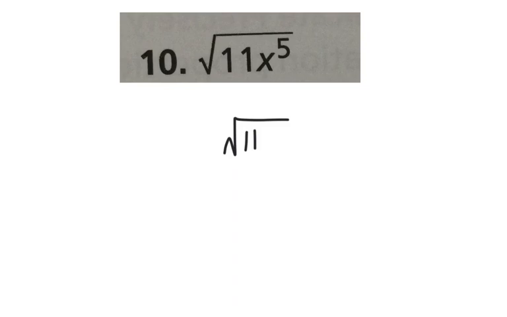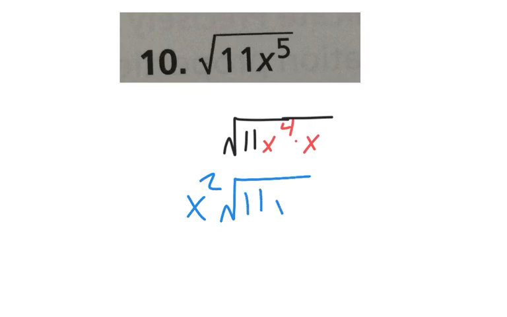Doesn't come out. Now what about x to the 5th? We could write that as x to the 4th times x. And now what is the square root of x to the 4th? X to the 2nd. And so then what's left underneath the radical? An 11 and an x. If you would just put the x, you'd have been right. Last: x squared radical 11x.